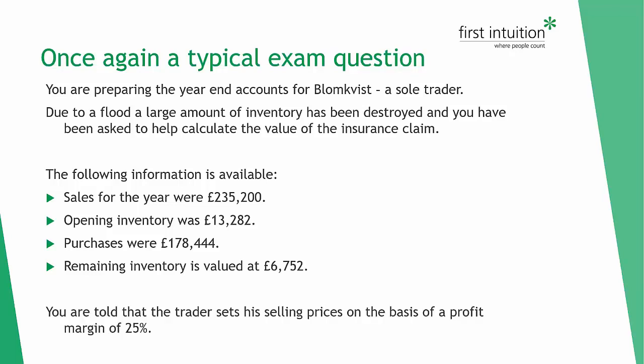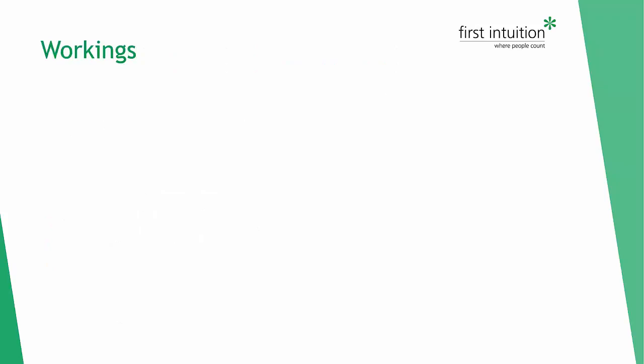You are told that the trader sets his selling prices on the basis of a profit margin of 25%. It is vital that you know the difference between a markup and a margin. I believe we have got one of these classes on markup and margin somewhere along the way. So some workings. If the profit margin is 25%, excellent. Sales is 100%.